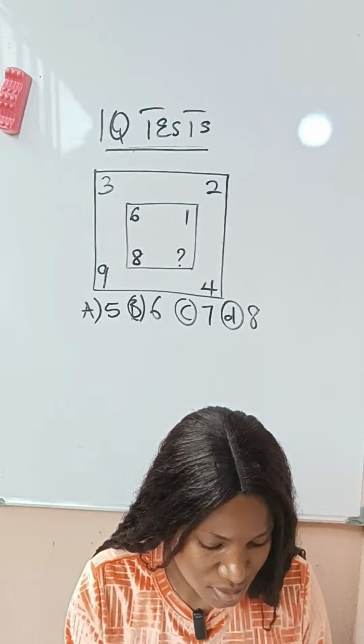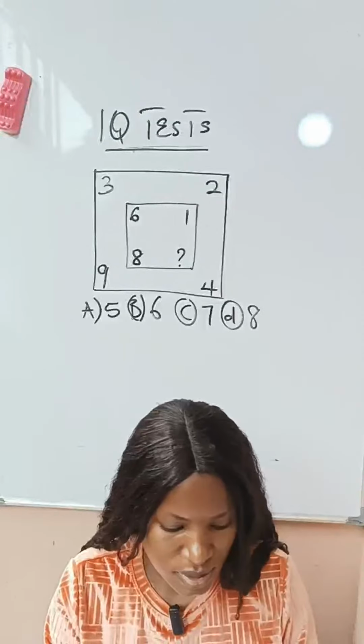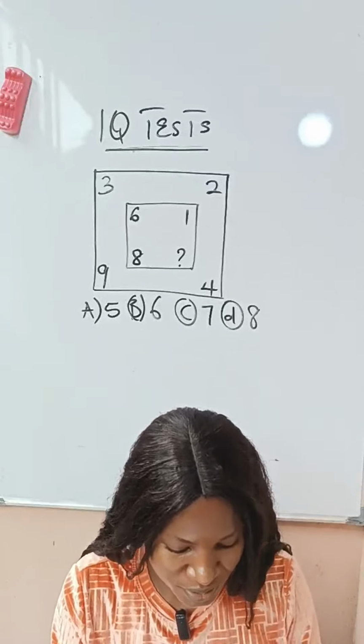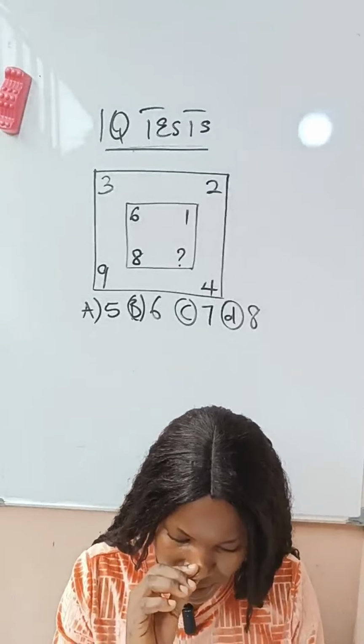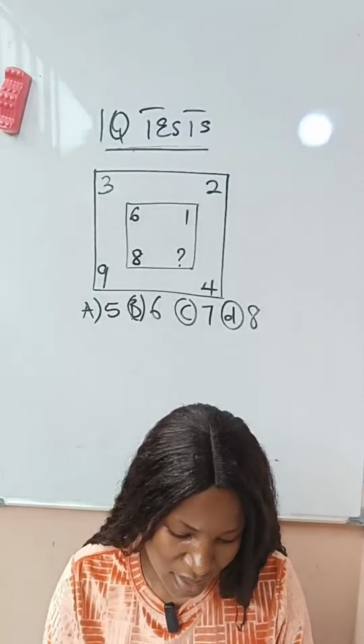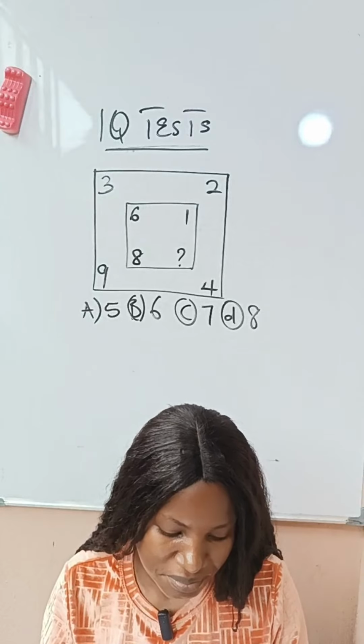So what is the missing number? Alora, thank you for joining. Alora is saying the missing number is 5. Okay, the missing number is 5.